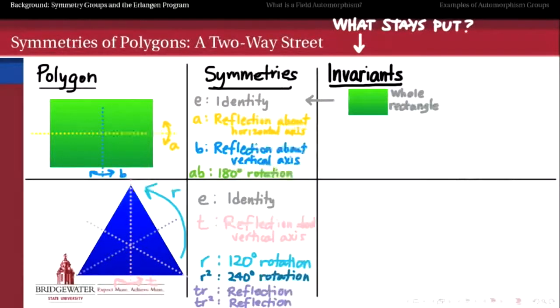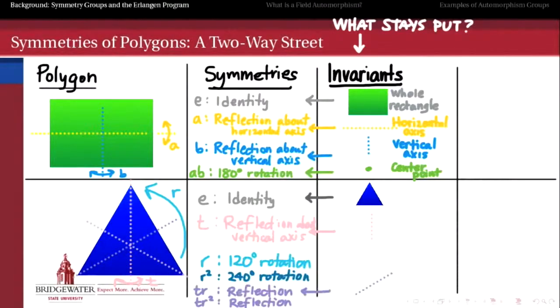For the reflections, it's a different story. If I apply a reflection about the horizontal axis, then all the points on that horizontal axis are going to stay put. So we call the horizontal axis the invariant of the symmetry A. Likewise, for a reflection about the vertical axis, we get the vertical axis to be the invariant of that transformation. And then the 180-degree rotation is kind of interesting, because only the point that's in the center of this rectangle will stay put. So only that point is an invariant of that symmetry operation.